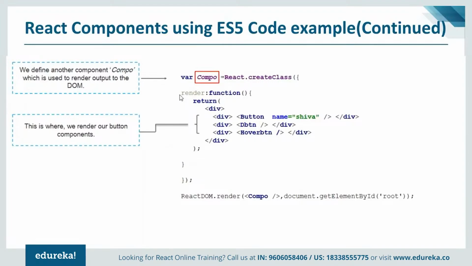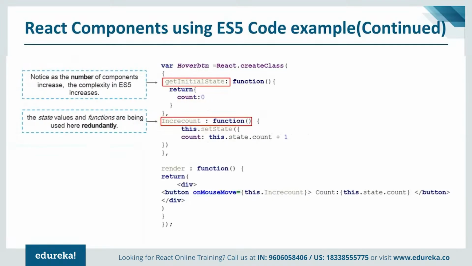And here I am using only one function, which is render, since it is the only required function in an ES5 class. What we are returning over here are three divs having three buttons. And finally, I am saying that ReactDOM.render should render this component wherever I want, in my particular div on the page. So this is a complete step-by-step code example.